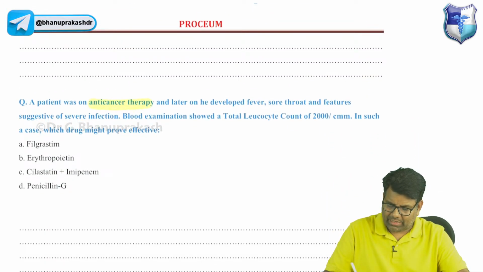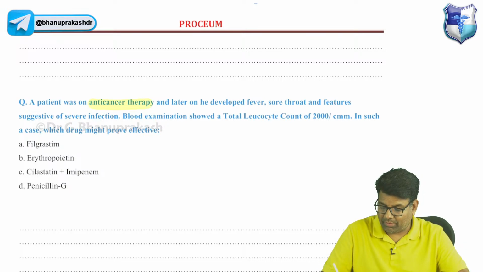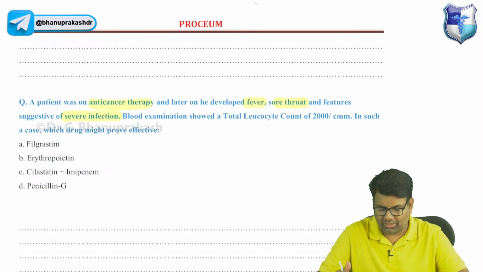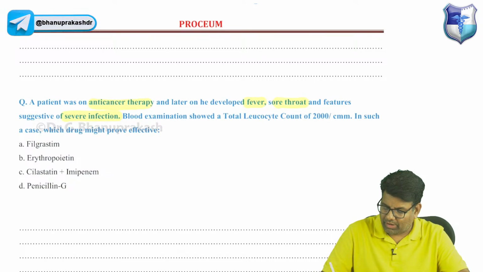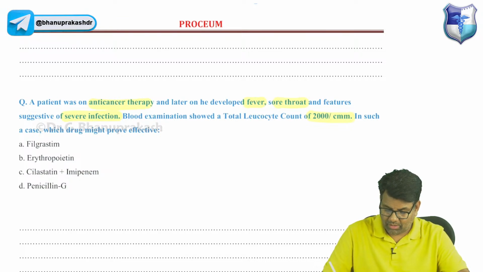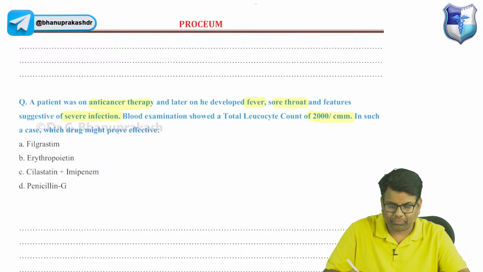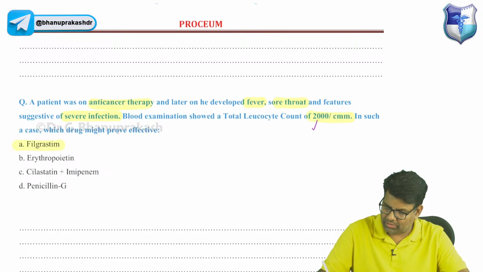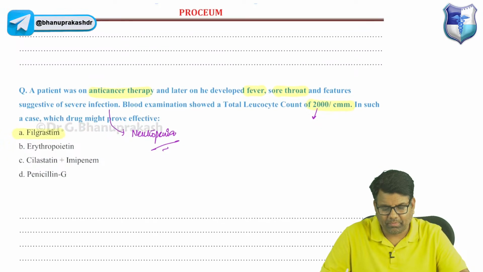A patient was on anti-cancer chemotherapy, but later on he developed fever, sore throat, and a presentation suggestive of severe infection. And when we did TLC, we found that TLC was only 2000. So what drug can be given now? Yes, this is filgrastim. So you can see this is neutropenia with infection. You can give filgrastim.